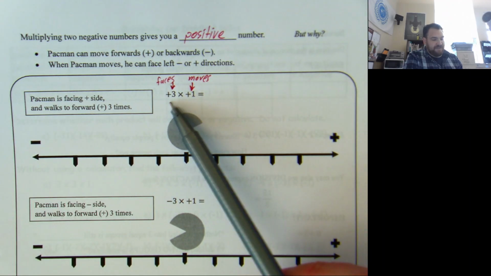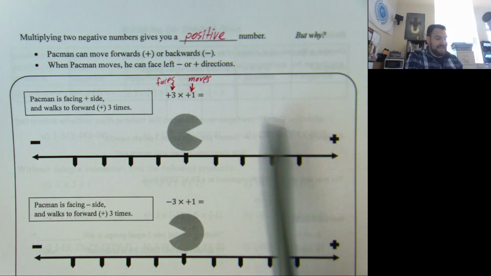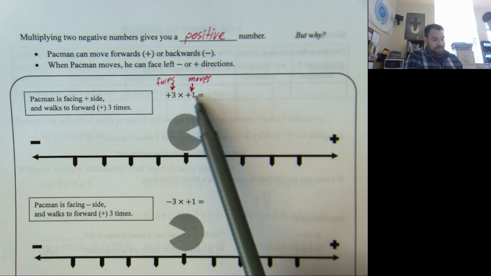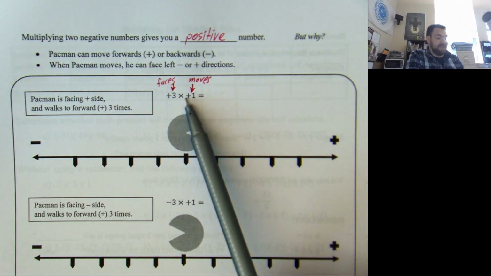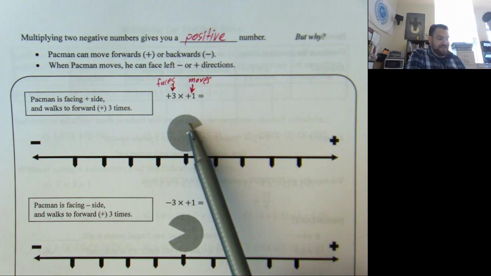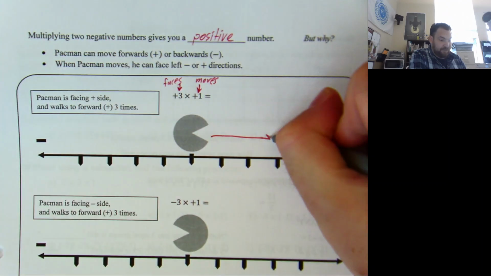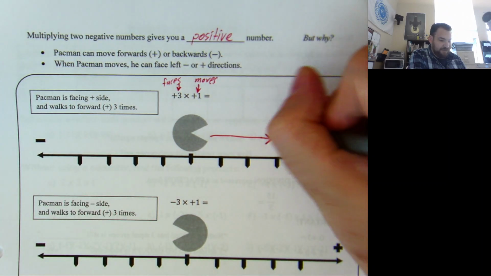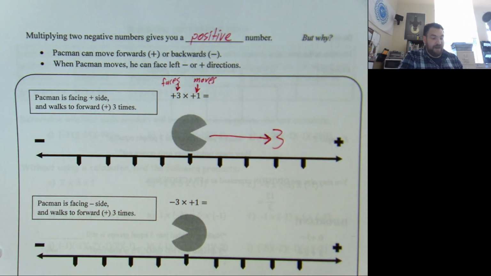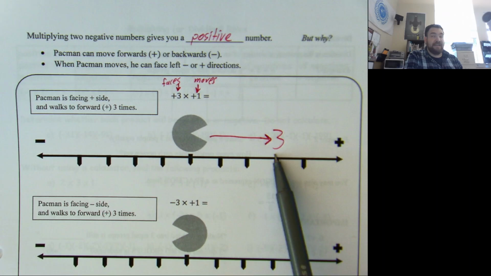So if this is positive and this is positive, Pac-Man's facing positively to the right, and he's going to move positively. So he's facing positively, he's moving positively, and 3 times 1 is 3. So we're going to end up out here. Either it's repeated addition of 1, or it's 1 addition of 3. Either way, because he's facing positively and moving positively, our value is going to be positive.